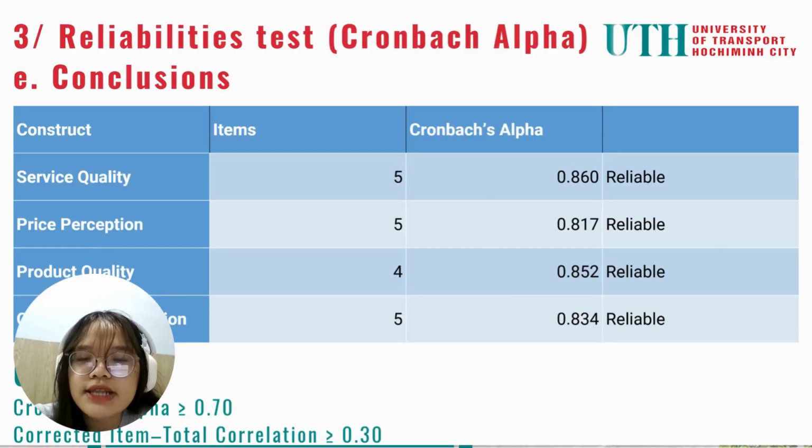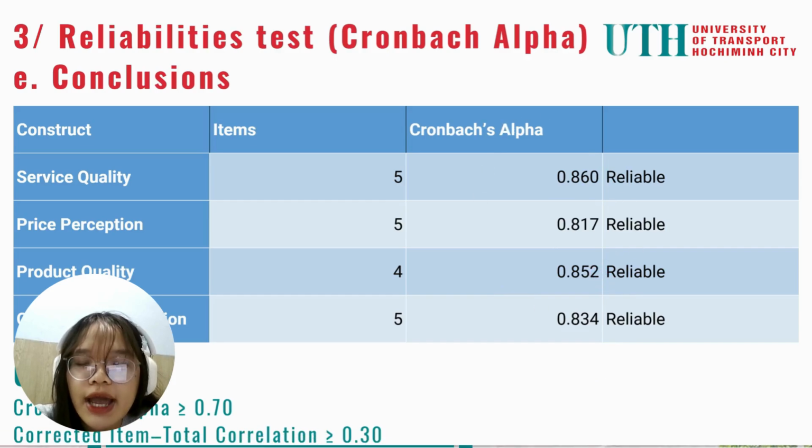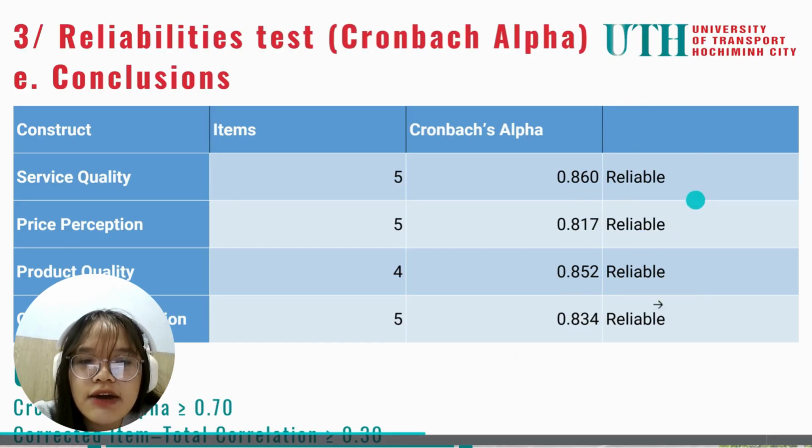This slide shows the summary result of the reliability test. The service quality, price perception, product quality, and customer satisfaction scales have reliable results. As you can see, all of the alpha values in this table are higher than 0.7, and all of the retained items have corrected item-total correlations above 0.3. So all of the 4 measurement scales were considered reliable.